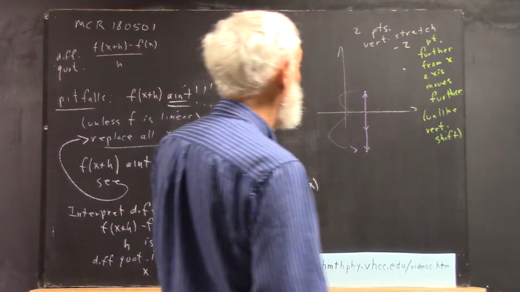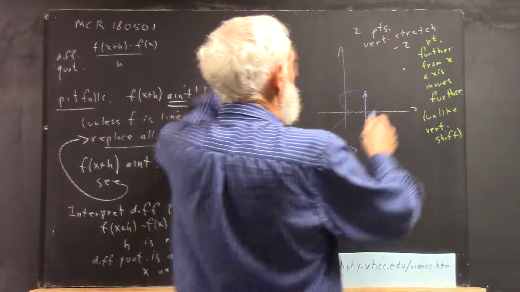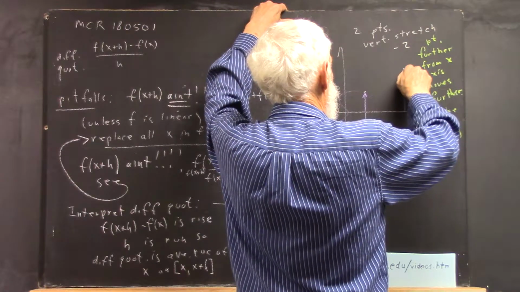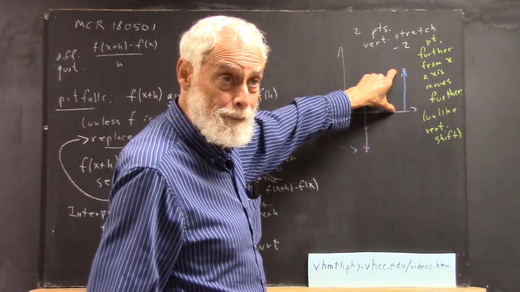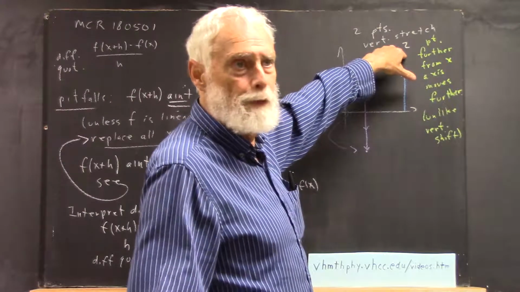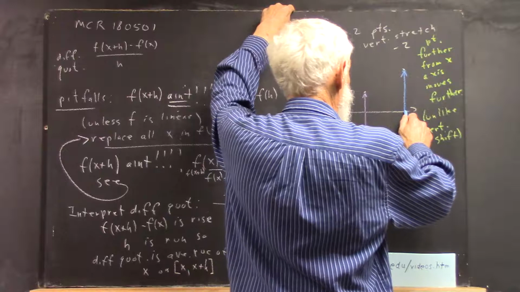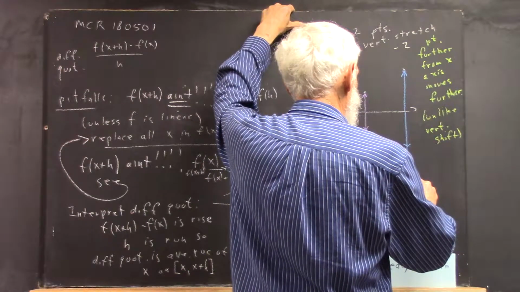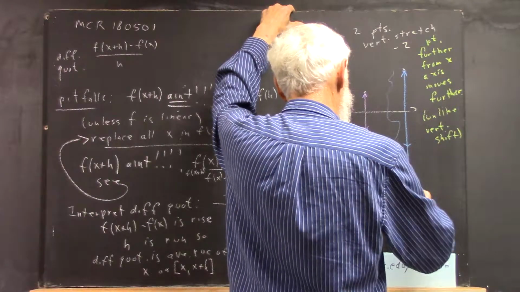And this point over here is displaced from the x-axis by this arrow. If it goes -2 times, if it vertically stretches by factor -2, that means it's going to go that far down here and then that far again. So this point is going to end up here.